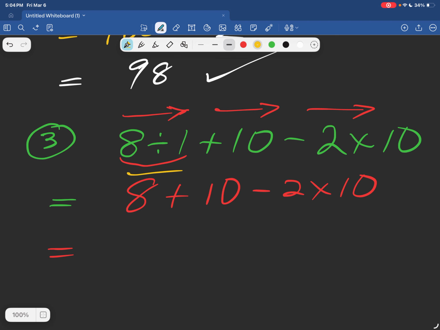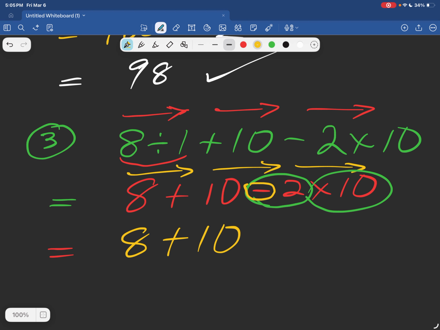The next thing, we scan through the problem again, going from left to right. Do we see any multiplication or division? Yes, we see a multiplication here. We must do negative 2 times 10. And why do I circle the minus sign? Because the sign of every number is to the left of it. So the minus sign to the left of the 2 belongs to the 2. It doesn't belong to the 10. So what we have now is negative 2 times 10, which gives negative 20. So we can go ahead and write 8 plus 10 minus 20.